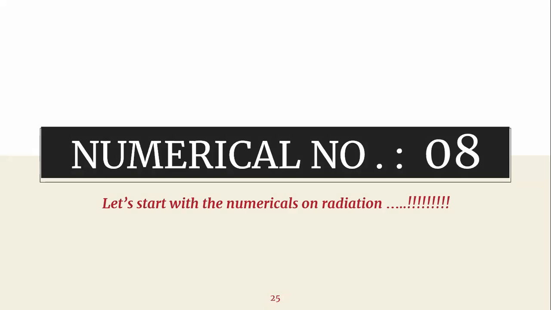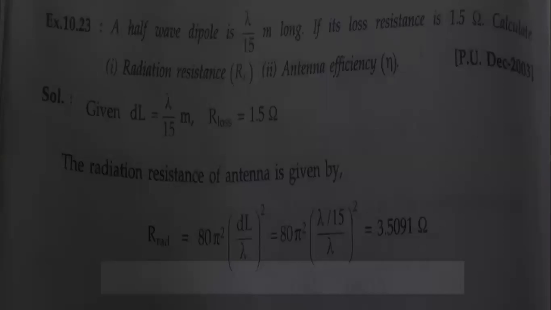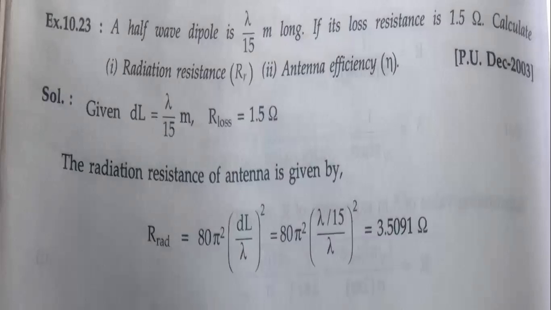Let us go for the last numerical. A half-wave dipole is lambda by 15 meter long. If its loss resistance is 1.5 ohm, calculate the radiated resistance RR and the antenna efficiency. So here the dipole length dl is lambda by 15, given in meters.